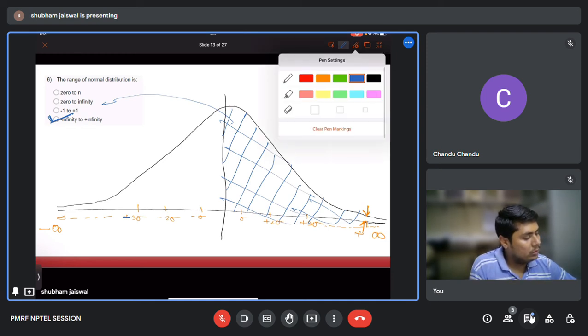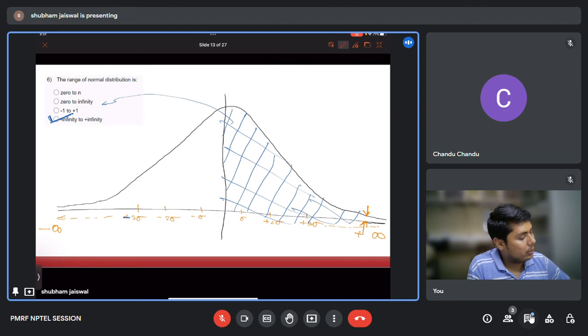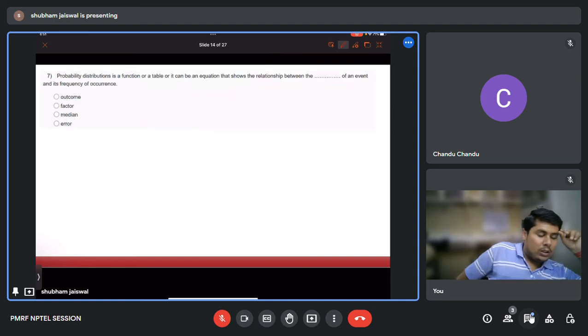Now the next question. The probability distribution is a function or a table, or it can be an equation that shows the relation between the outcome factor, median or error of an event and its frequency of occurrence.